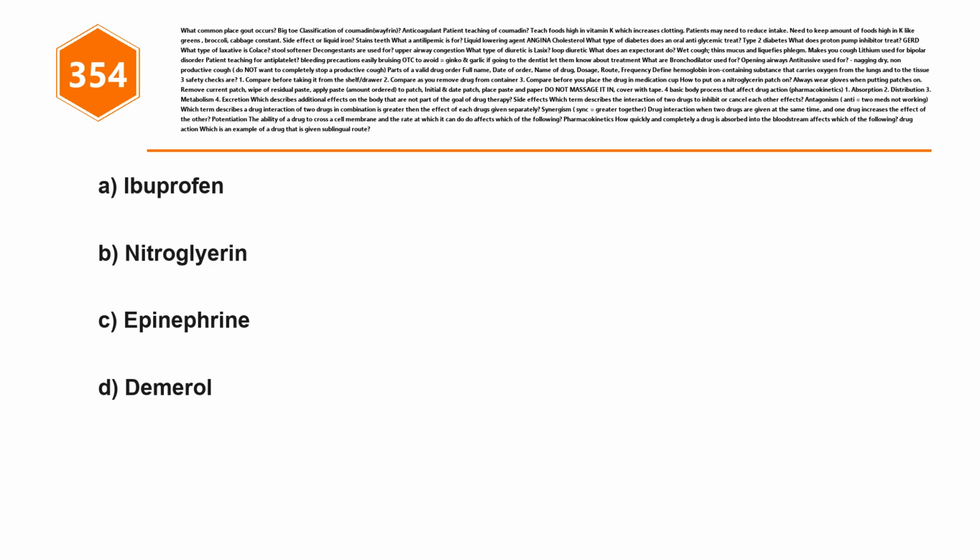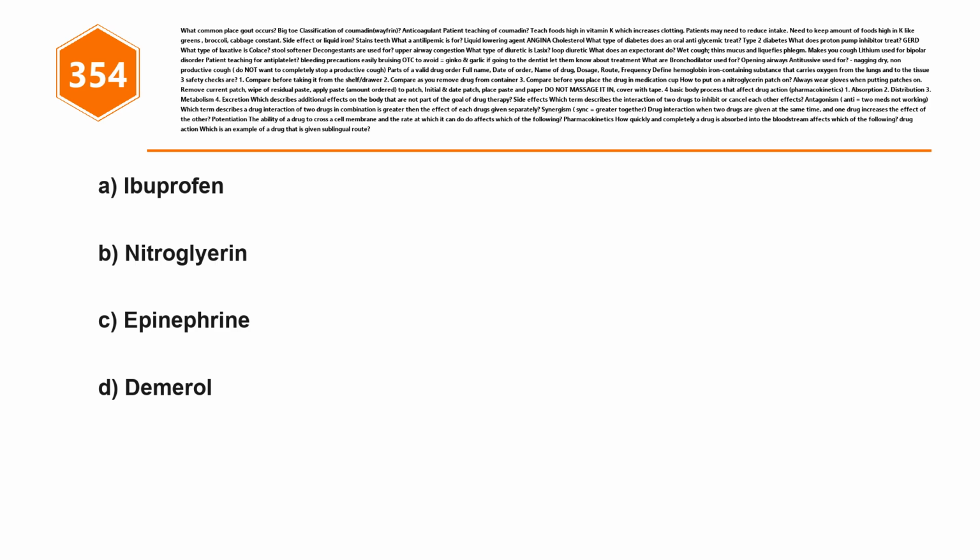Three safety checks are: 1. Compare before taking it from the shelf or drawer. 2. Compare as you remove the drug from the container. 3. Compare before you place the drug in the medication cup. How to put on a nitroglycerin patch: always wear gloves. Remove the current patch, wipe off residual paste, apply the amount of paste ordered to the paper, initial and date it, place paste and paper on the skin. Do not massage it in, cover with tape.